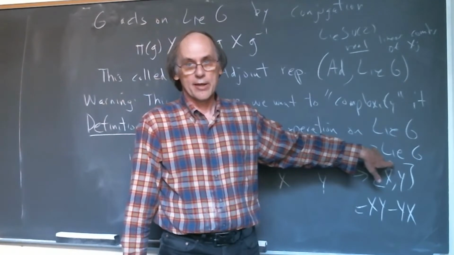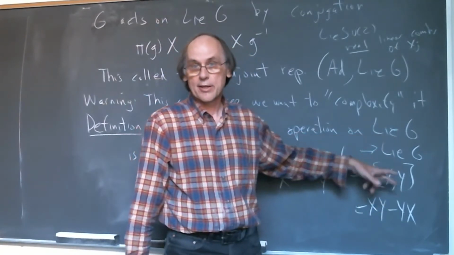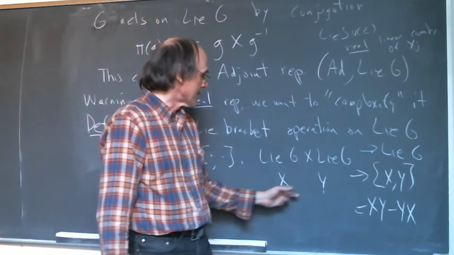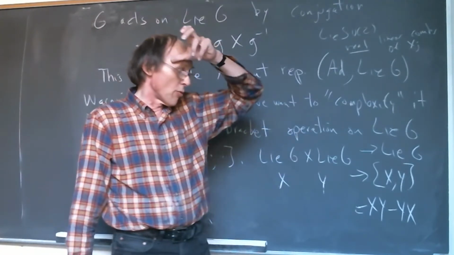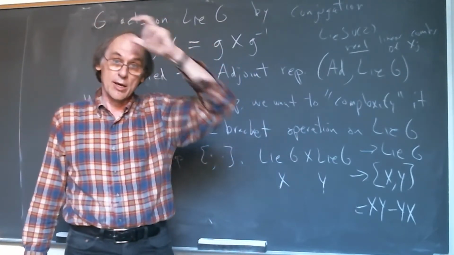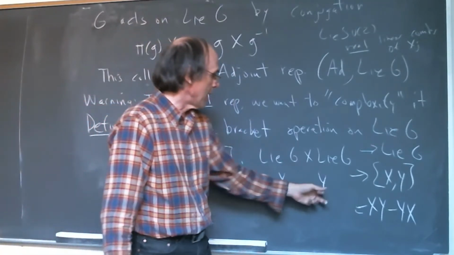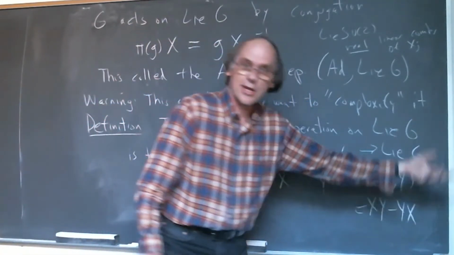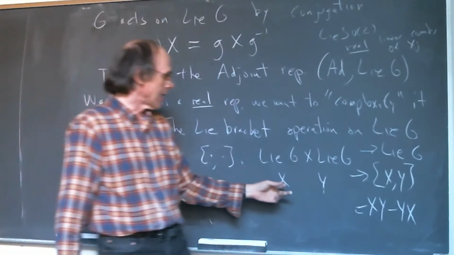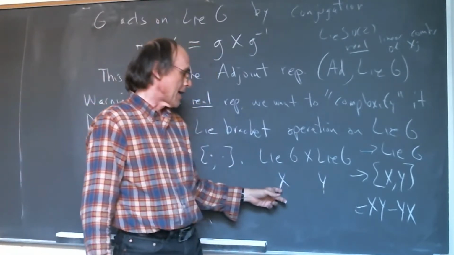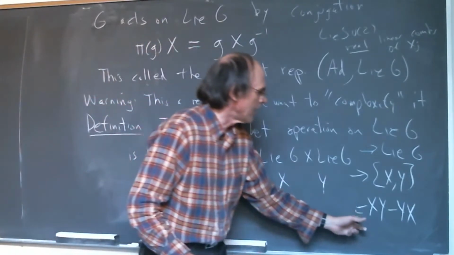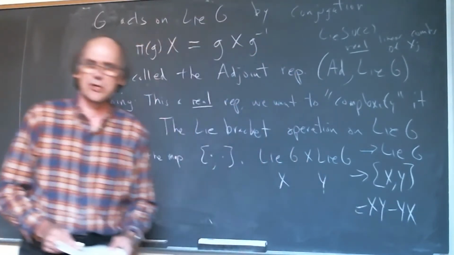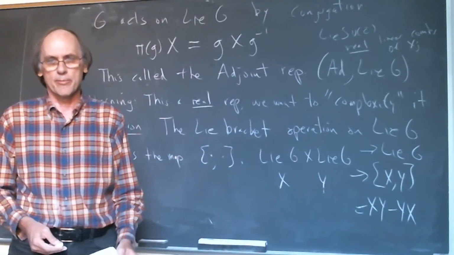So that's what you have, and that's not so obvious that that's going to work. It's clear it's going to work for gl(n,C), because then you just take the commutator of any matrices and you get a matrix. But if you take two skew-adjoint matrices, you have to worry: if I do this, is it still going to be skew-adjoint? You have to worry about that in general.